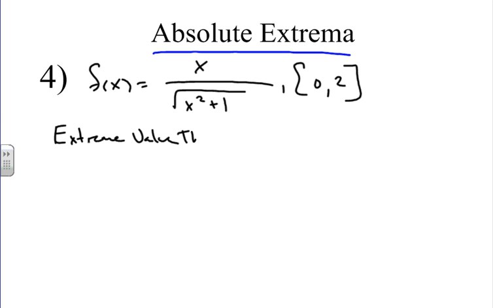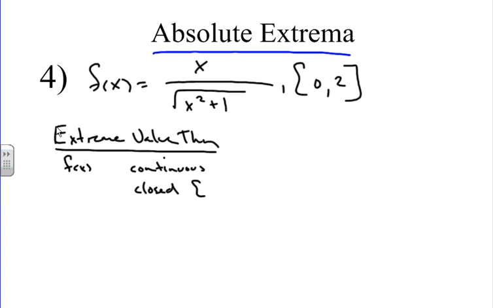Now, in the extreme value theorem, there are some conditions that have to be met first. In order for the extreme value theorem to work, the function that you're using, in this case f of x, needs to be continuous. It also needs to be on a closed interval from a to b. On this interval, this function is continuous, and it also is a closed interval. So yes, the extreme value theorem would work here.